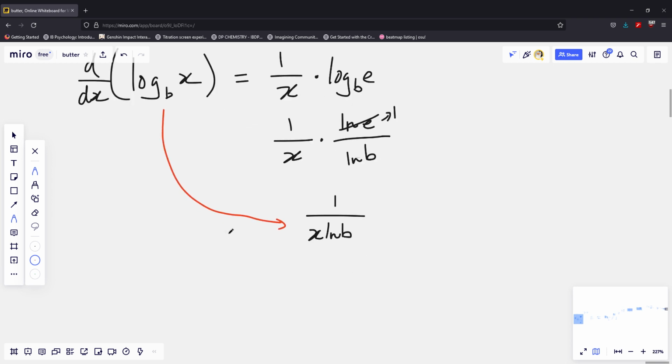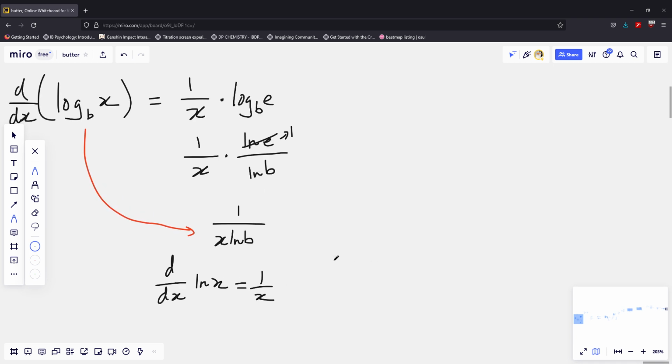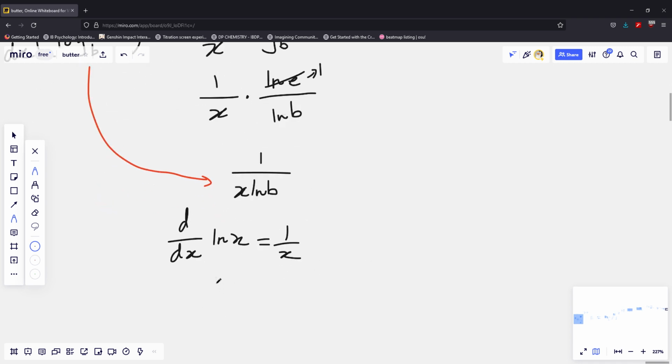This is actually very nice because it shows us why a specific derivative we'll see a lot, d over dx of ln of x, is equal to exactly 1 over x. We know that ln of x is essentially the same as saying log base e of x. So when we plug e in as the base here, we get 1 over x times ln of e. And ln of e, as we all know, is just 1. That leaves us with 1 over x, which is nice and simple.